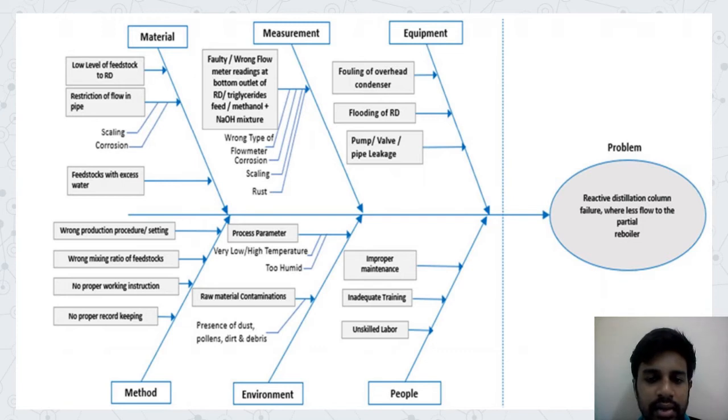And then we have inadequate training. Maybe there are a lot of freshers and they are not given trainings such as on-the-job training before they can run the plant. And maybe there's a majority of unskilled labor and less experienced people guiding them. It could be one possibility.